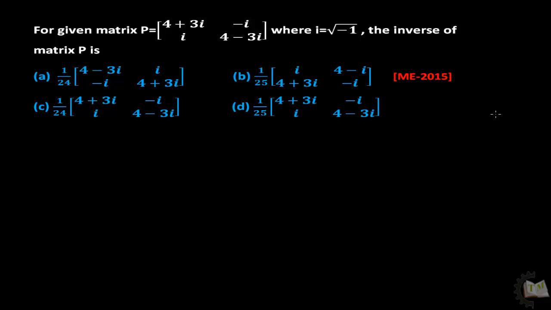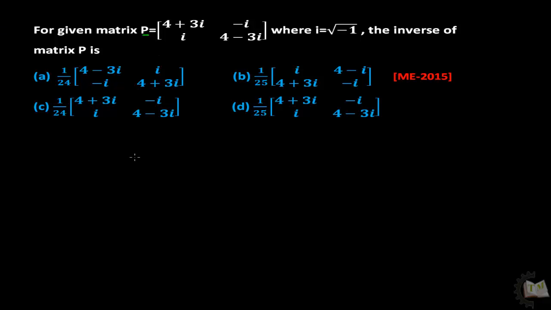This question was also asked in GATE 2015. It's a very interesting question. Okay, let me solve this question. For the given matrix P, the matrix is 4 plus 3i, minus i, i, 4 minus 3i, where i equals root of minus 1. We have to find the inverse of matrix P.